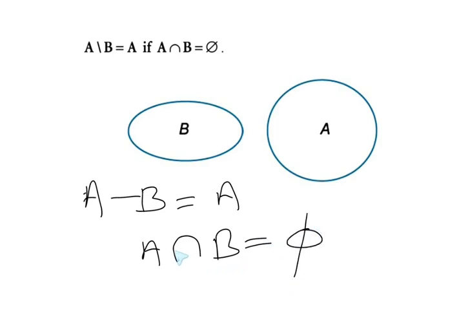What is intersection? An element should be in A and in B. There is no common element in A and B, so A intersection B equals φ. For example, 1, 2, 3 is in B and 4, 5, 6 is in A. What are the common elements? There is no common element in A and B. So these are disjoint sets, and A intersection B equals φ.